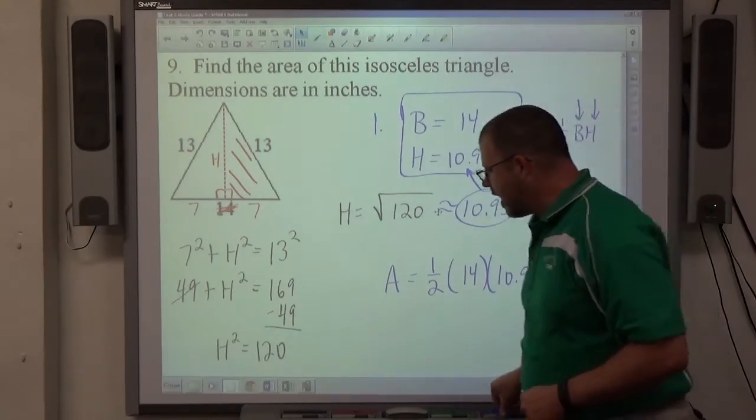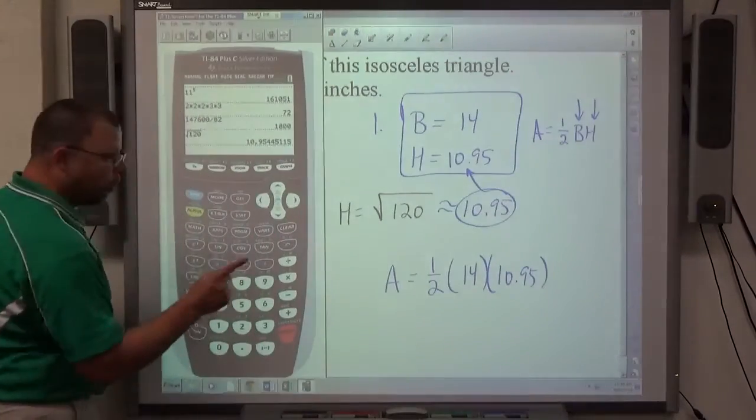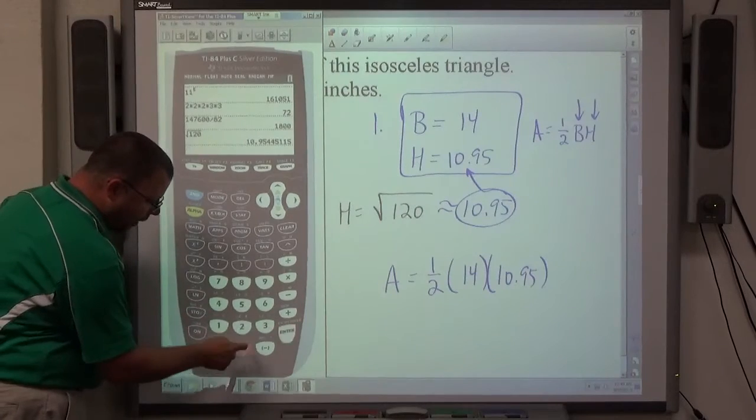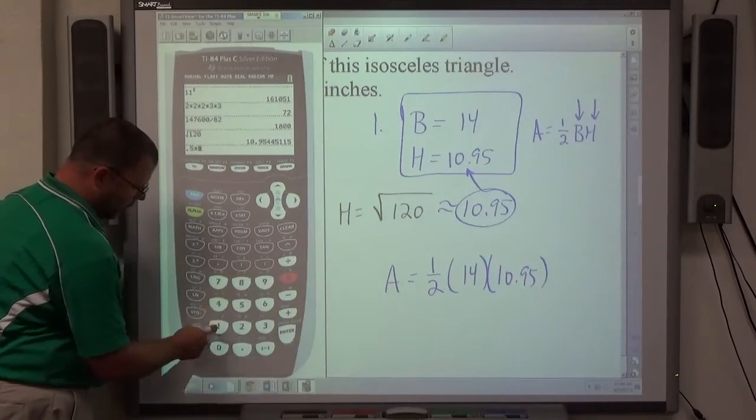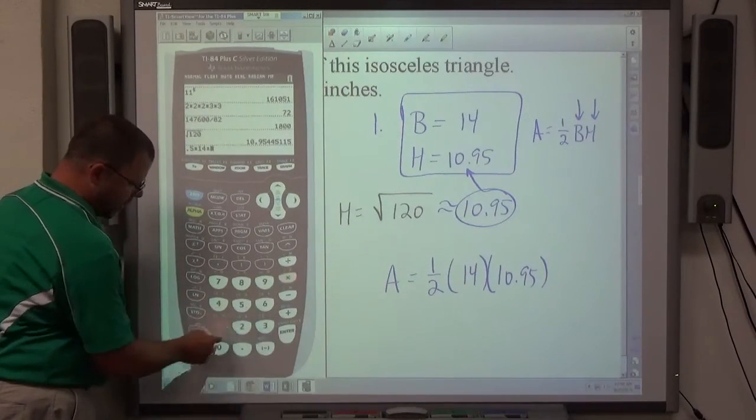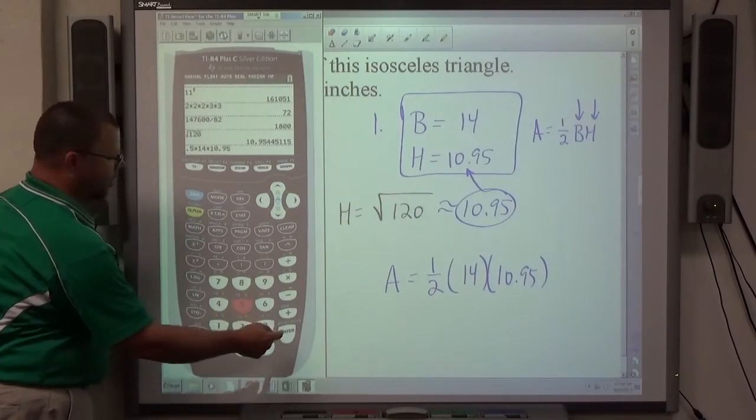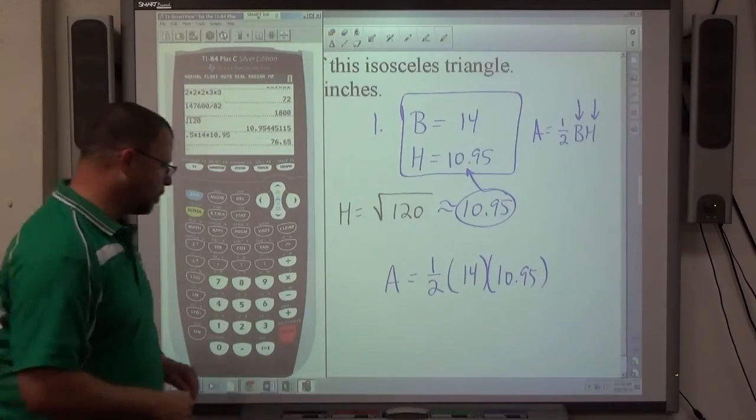As far as typing that in the calculator is concerned, it looks like this. 1/2, 0.5, times base times 14, times height times 10.95, and it comes out to 76.65.